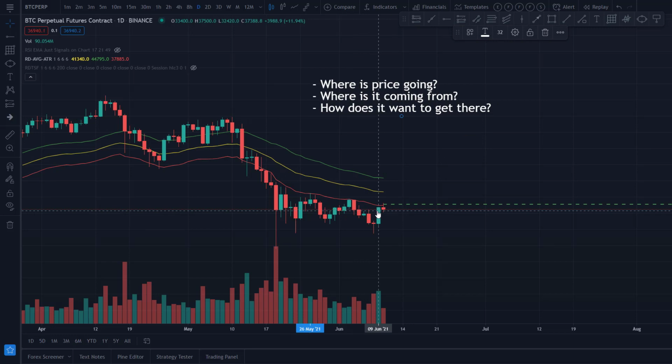Remember, most people aren't able to answer the time question. What you're thinking about is obstacles. Does it want to go down first? Does it want to go up first? Does it want to test a level first? Does it want to test the daily, the weekly, the previous hour, the previous 5-minute candle, whatever you're trading on? How does it want to get there? Does it want to stair step there? Does it want to rip there?